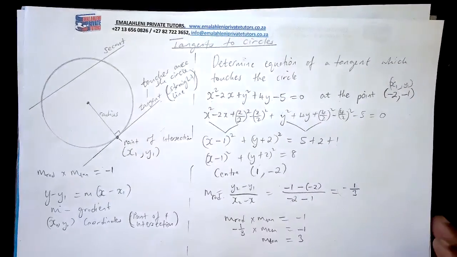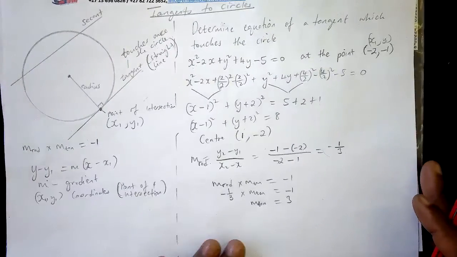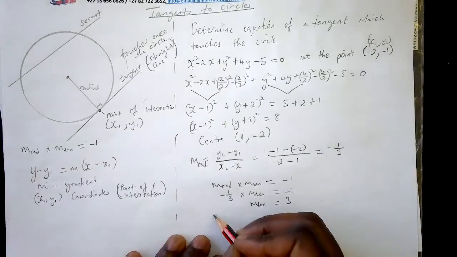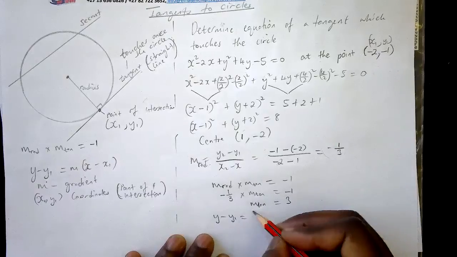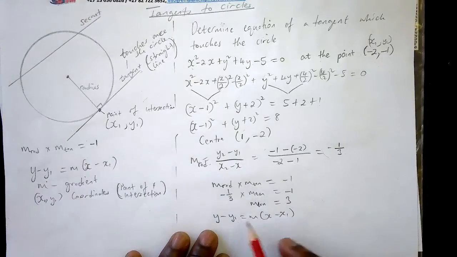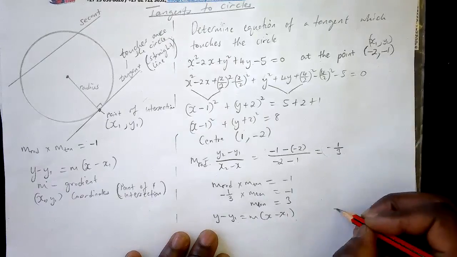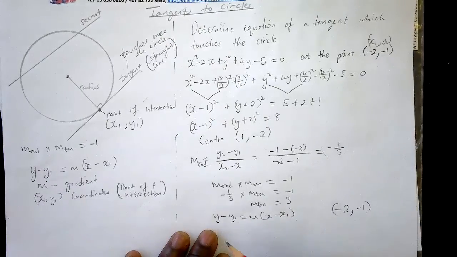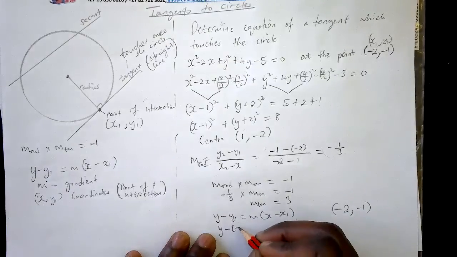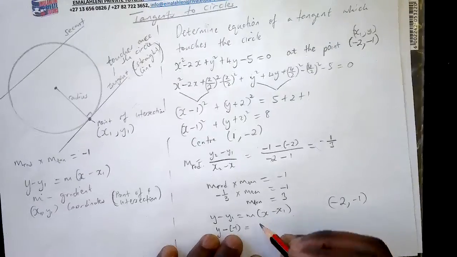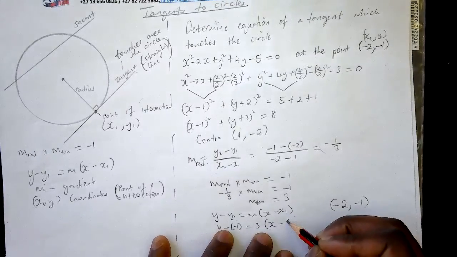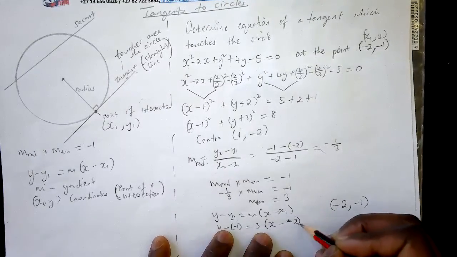Now we have the gradient of the tangent. What do we have also? We have the coordinate that we are going to use. So we're going to use the equation y minus y1 is equal to m times x minus x1. Then our y1 and x1 are negative 2 and 3. So we use negative 2 and negative 1, sorry, not 3. Then we're going to say y minus negative 1 is equal to m, which is 3, times x minus x1, negative 2, okay?